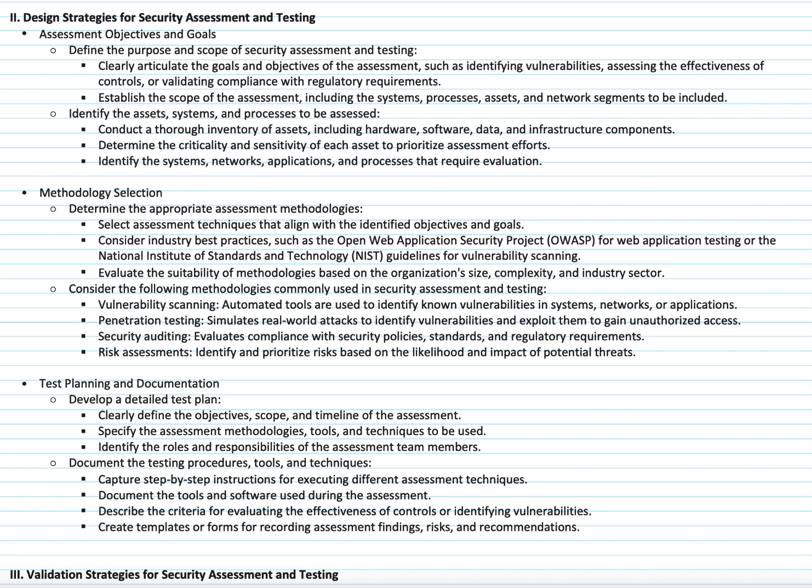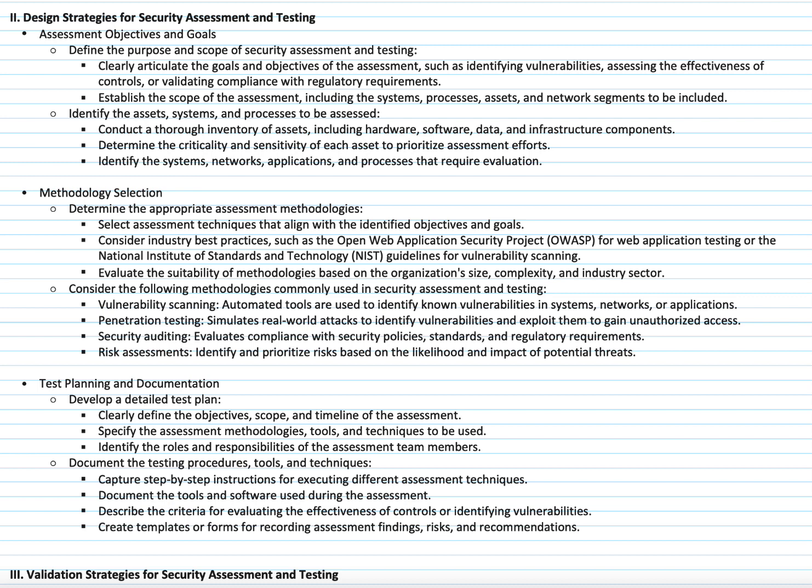The methodology of this, one of the things you want to consider is you determine the right assessment plan when you go forward. This plan needs to align with the identified objectives and your goals. So how are you going to attack this? What are you going to do to go after these areas? Now, you may want to consider industry best practices such as OWASP, which is the Open Web Application Security Project, if you're going to be doing any sort of web application testing. But bottom line is you want to have some sort of best practice.